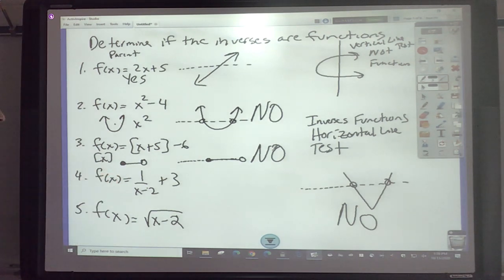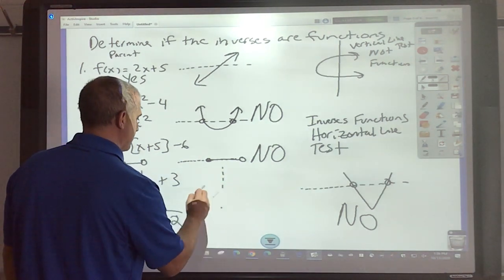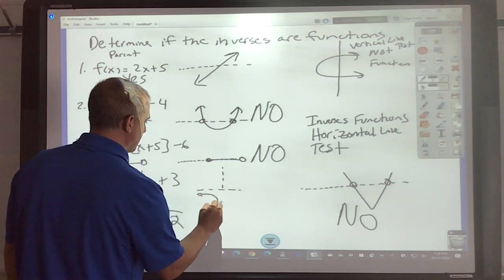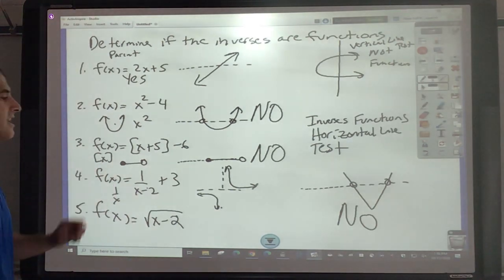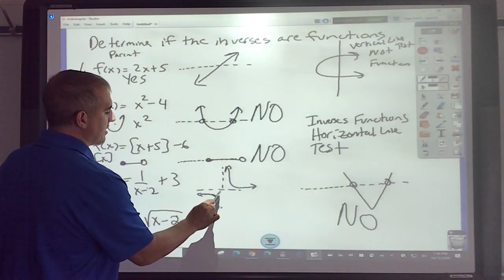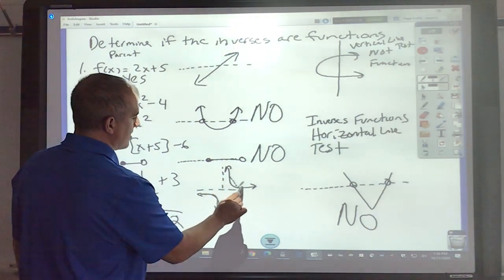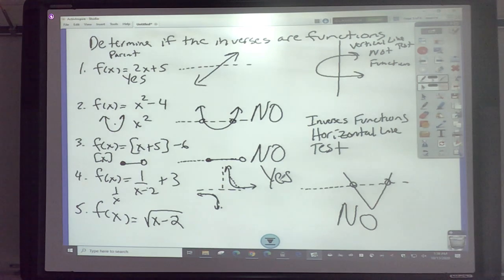What is this one? This is a rational function. Now, this is the one also to be very careful of. It looks like the answer would be no, but along the way, this is decreasing. So this one actually is yes. So be very careful with the rational.